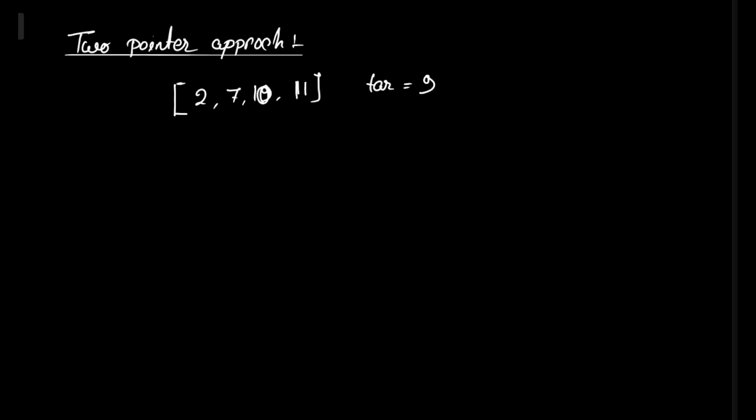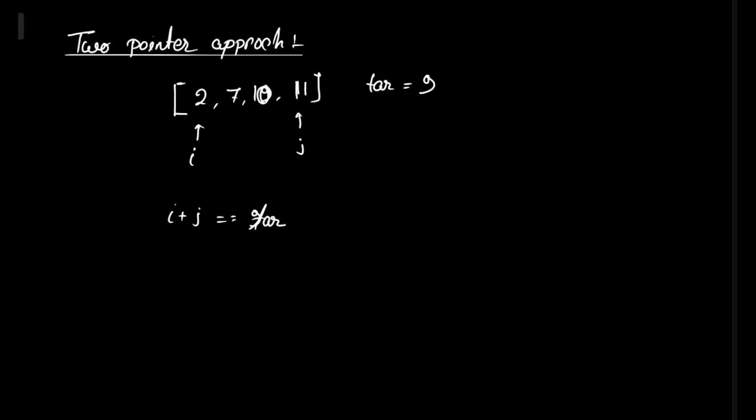This is the same, and at the 0th index we will place one pointer i, and at the n minus 1 index j is another pointer. Every time I will shift, first we will check whether the element at i plus the element at j is equal to 9, meaning target. If not, then there is another condition.